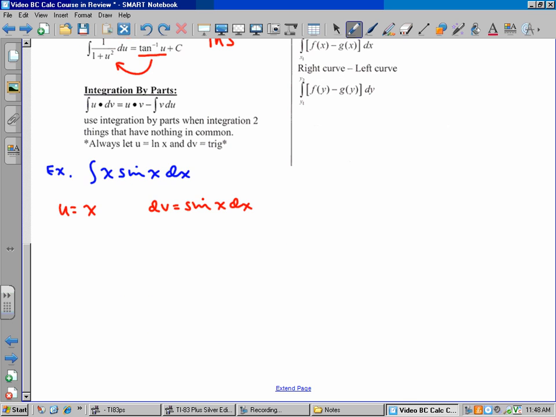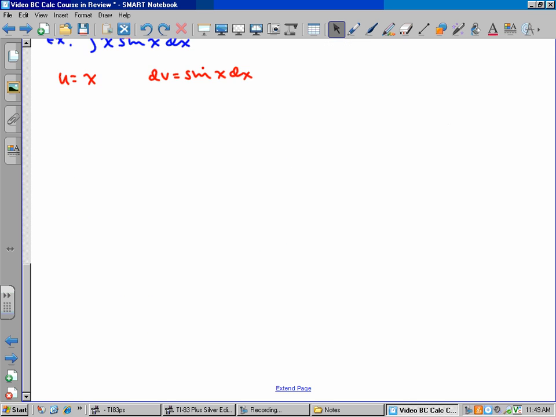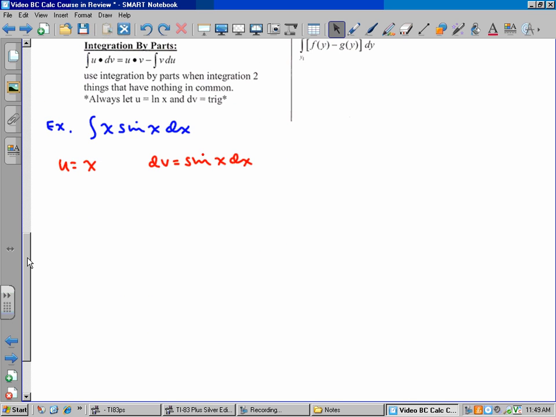Integration by parts. Let's take a quick look at integration by parts. This is another integration technique that's not too popular. It's only on the BC exam, not on the AB. But here you're integrating two functions that really have nothing to do with each other, x and the sine of x. I can't use u substitution here. So integration by parts tells me that if I'm integrating two things that don't have anything to do with each other, we'll call them u and dv, then the answer is u times v minus the antiderivative of v du.